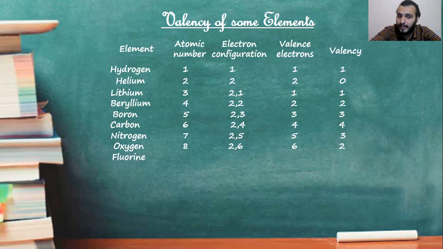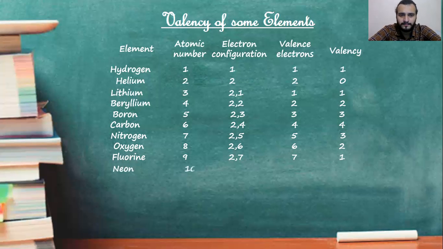Similarly, fluorine, atomic number 9, electronic configuration 2, 7, valence electrons 7, and valency 1. Same, 7 electrons are there. Even fluorine has got 2 options, either donating 7 electrons or accepting 1 electron. The easier one is accepting 1 electron. So by gaining 1, or we can say accepting 1 electron, fluorine becomes stable.